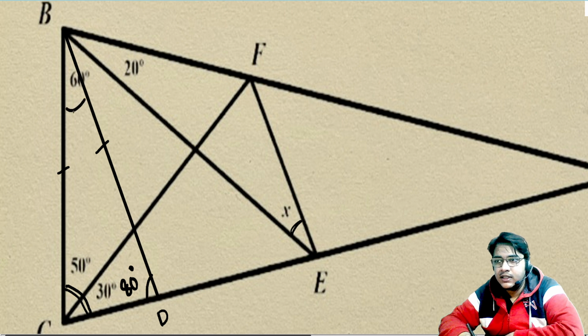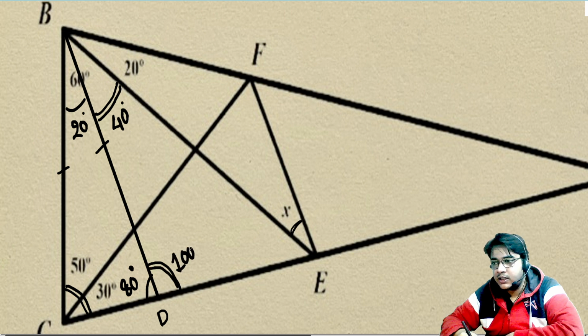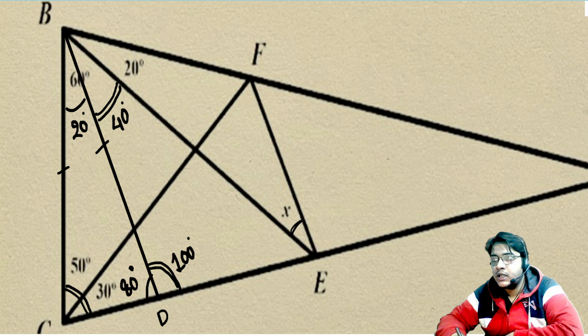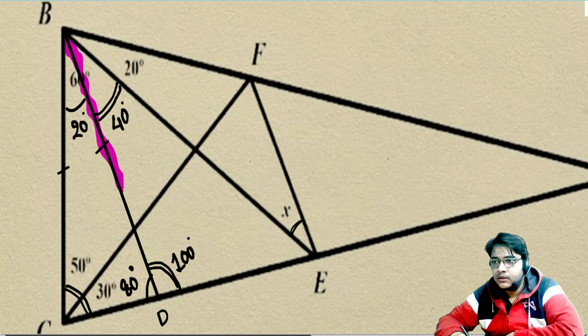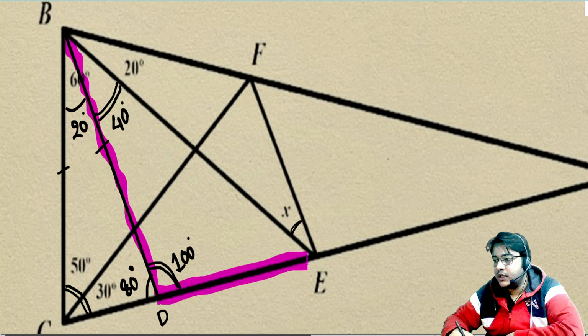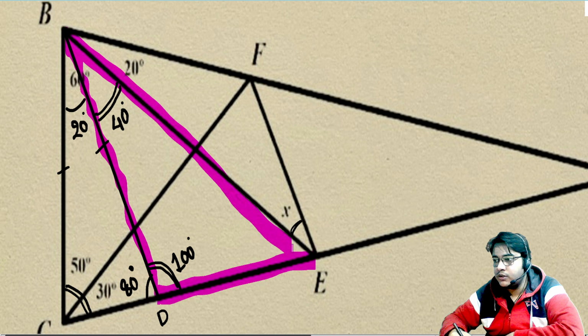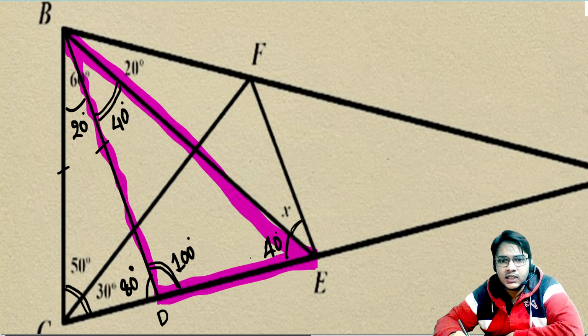Now if this is 80, that only leaves me with 20 degrees for this angle and 40 degrees for this angle. It should immediately strike you that this angle, which is adjacent to the 80 degrees, will be 100 degrees, because a linear pair will make 180 degrees. Now if you pay attention to this triangle, you will realize you have already got two angles as 100 and 40. So the third angle will be 40 degrees. 40, 40, 80 plus 100 is 180 degrees. Sum of all the angles in a triangle.